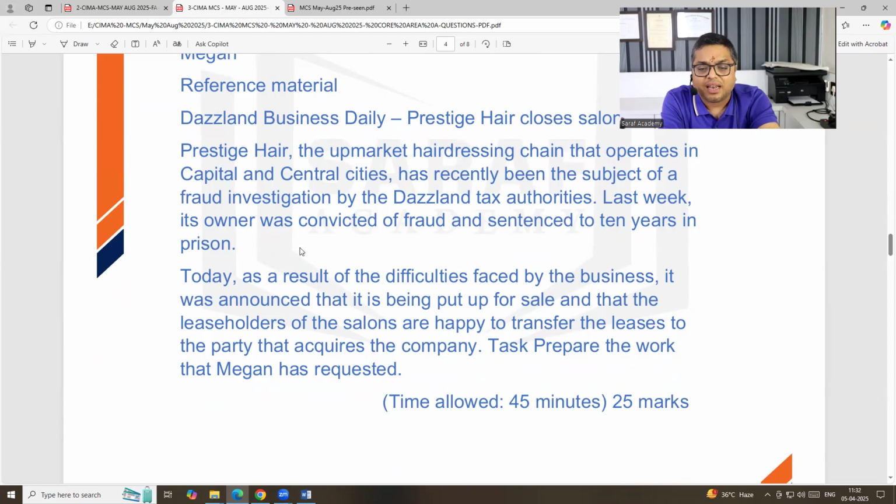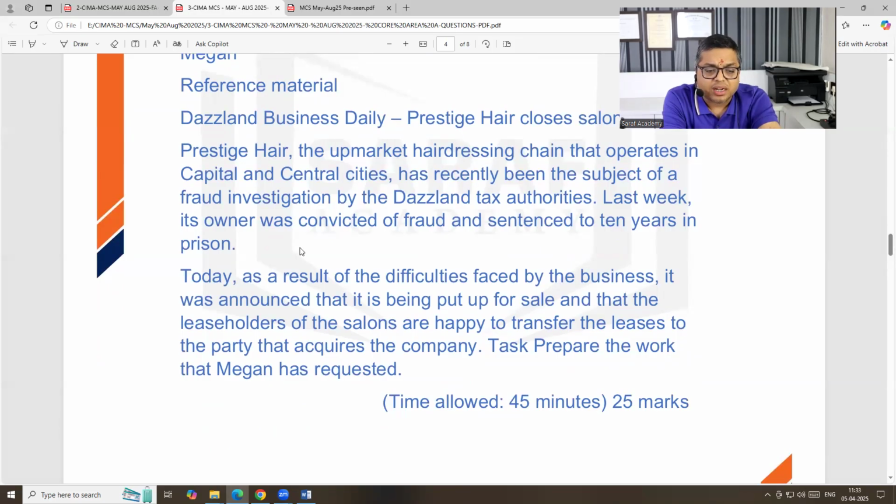being put up for sale and that the leaseholders of the salons are happy to transfer the lease to the party that acquires the company. There are many leaseholds, maybe all, I don't know. And the leaseholders, the lessors, are ready to transfer the lease rights to you, those who will acquire Prestige Hair.